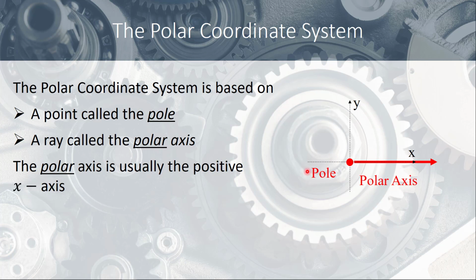Okay, so we are all familiar with the Cartesian coordinate system. It has an x-axis, which is typically horizontal, and a y-axis, which is typically vertical in our plane. The polar coordinates consist of a point called a pole, which will typically sit at the origin of our Cartesian system, and then a ray which is called the polar axis, and here it is. The polar axis usually starts at the pole and goes along the positive x-axis.